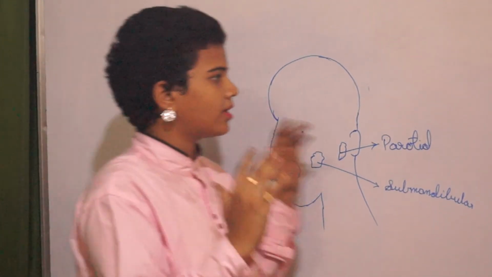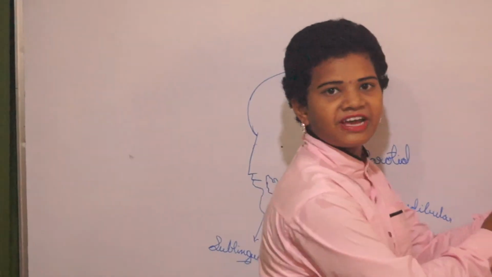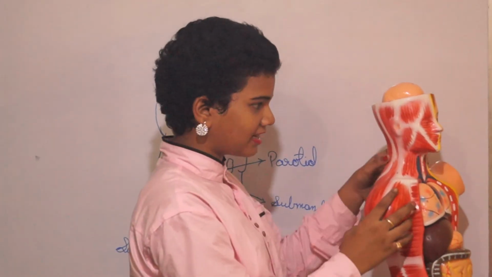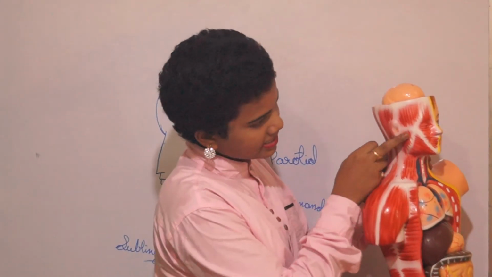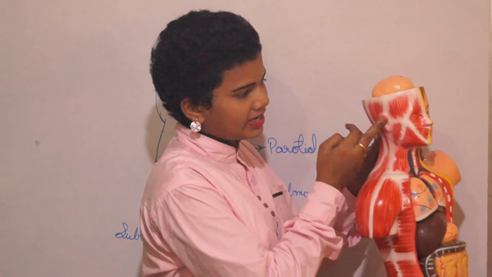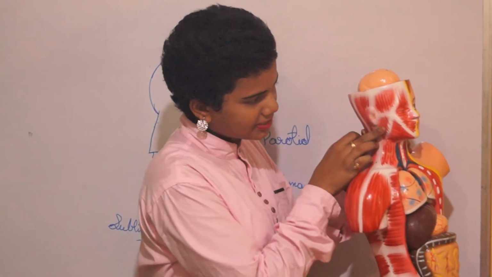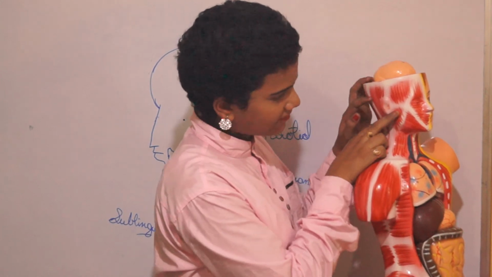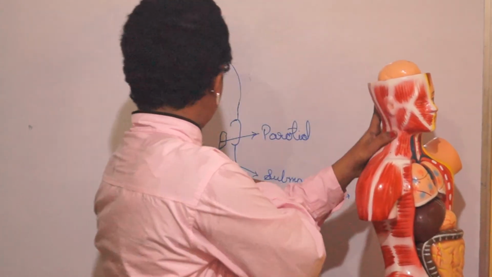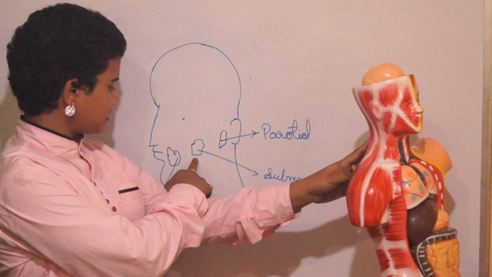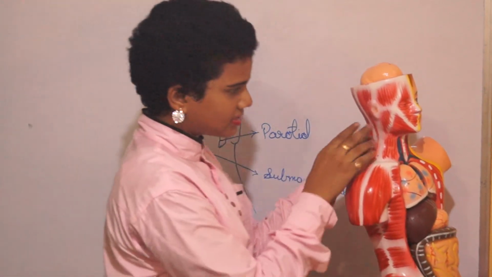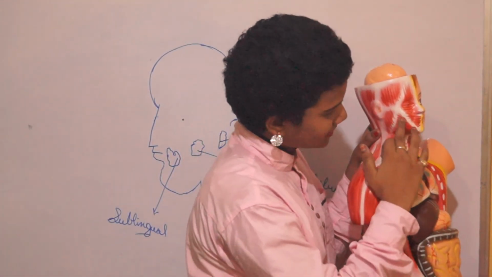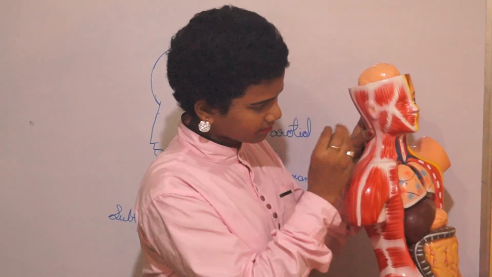Let us see the model of this, where the parotid salivary gland is located. Okay, this is the ear and interior of earlobe, somewhere here. This is the parotid salivary gland, which is located here. And this is the submandibular salivary gland, which you can see here. Here the submandibular salivary gland is located.